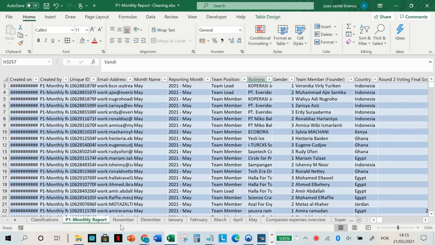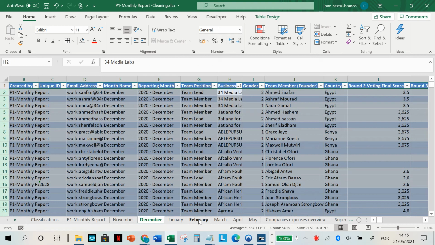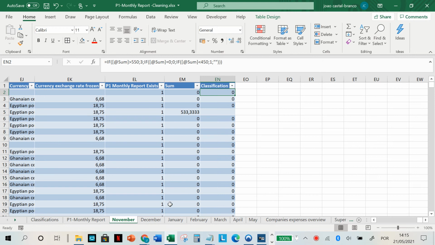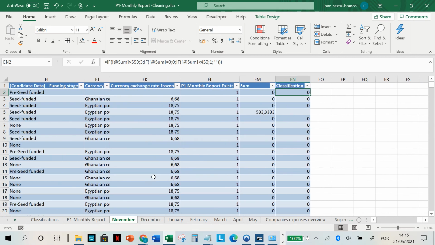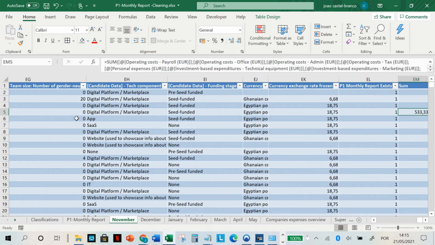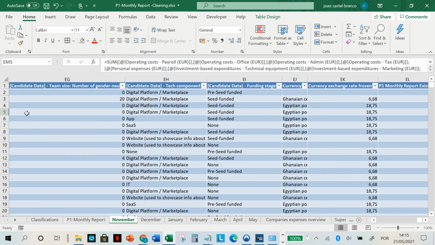I didn't touch this, so it is pure raw values. Then we have divided by the months. The months were cleaned so that we eliminated double answers. And then we created the sum at the end so that we can have the sum of the expenses per survey field, so per candidate.